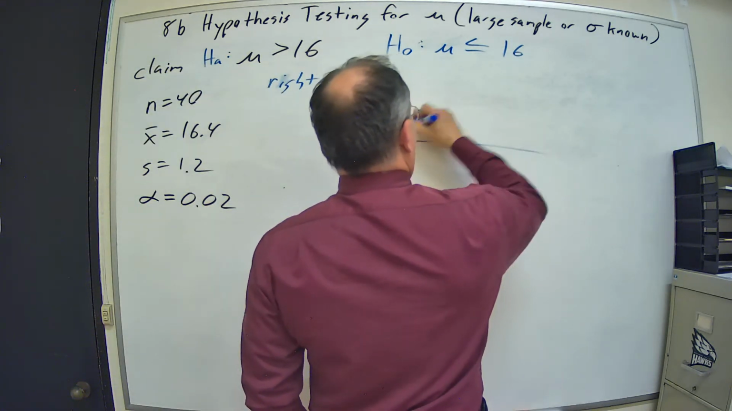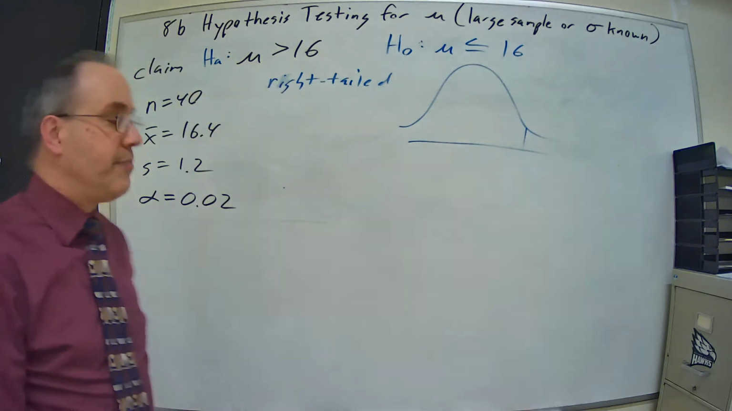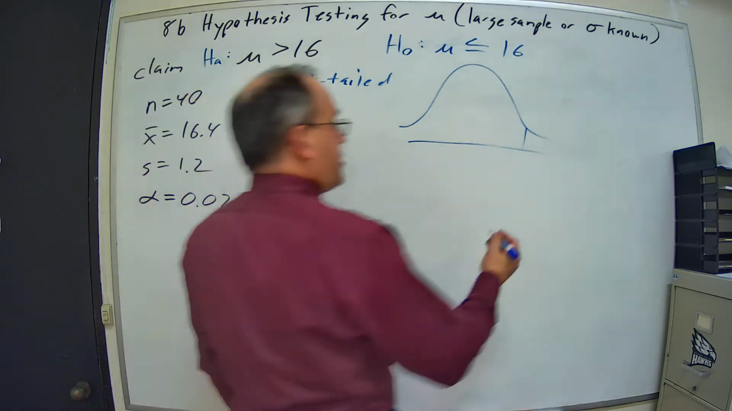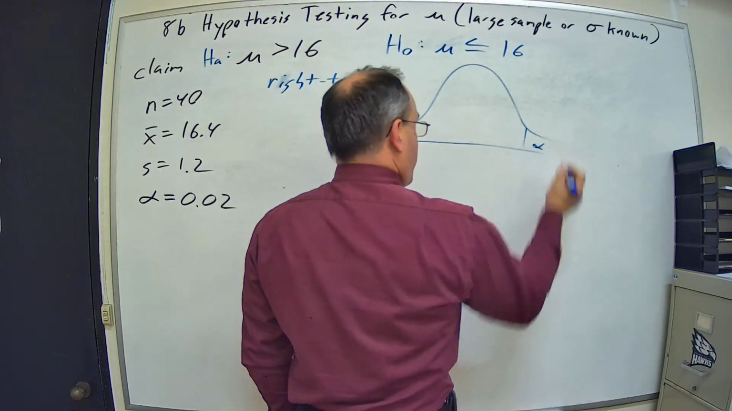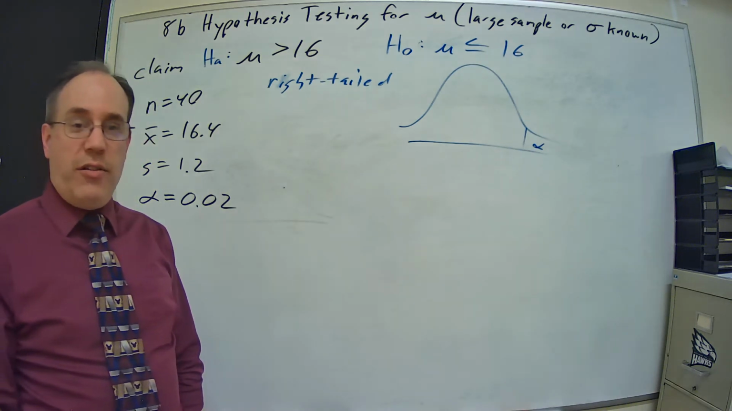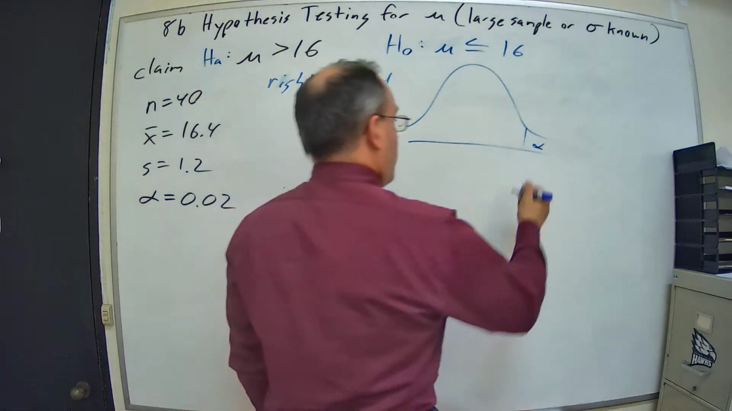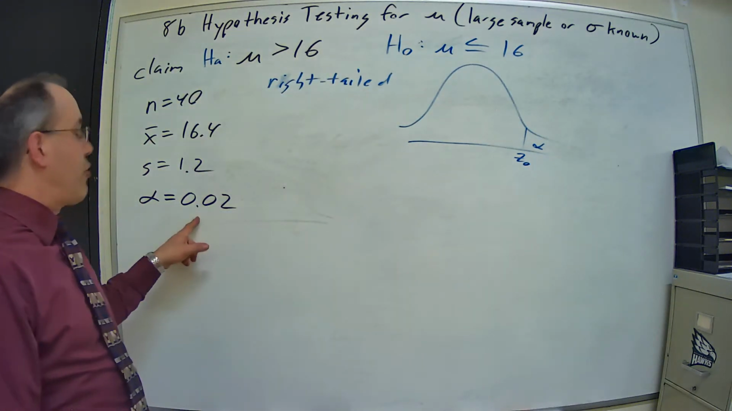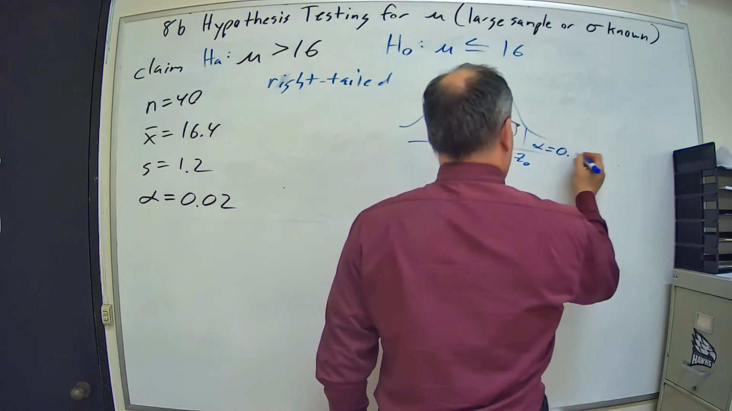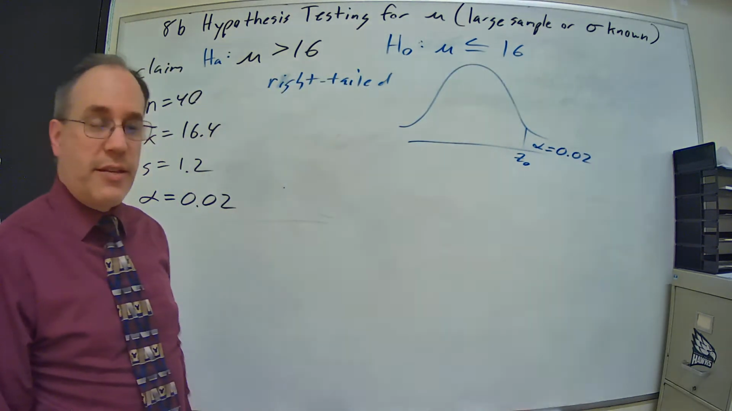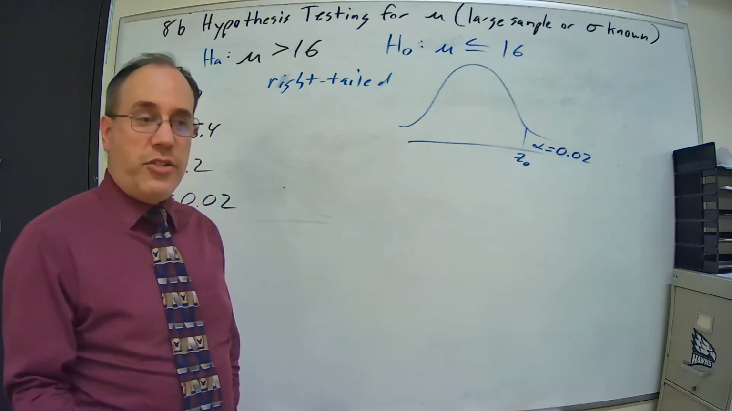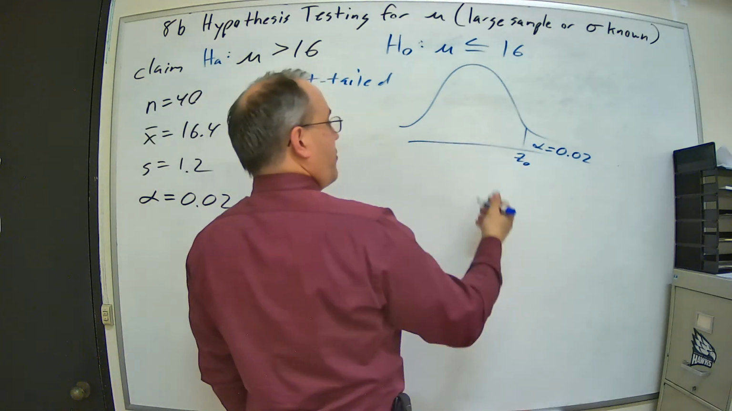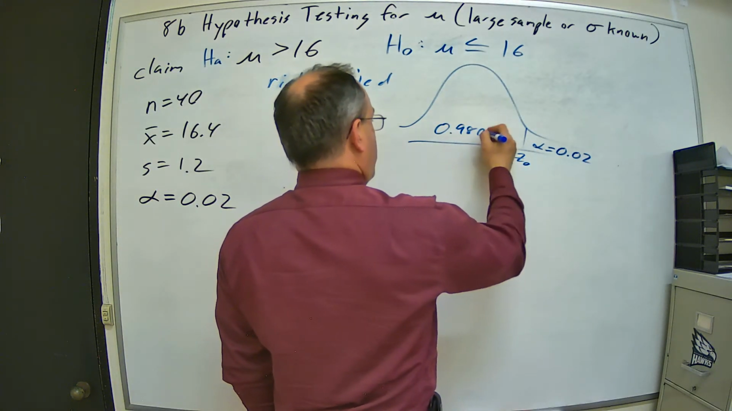Which means we've got something that looks like this. Since we're dealing with rejection regions, alpha is going to be the area in that tail. And that's going to give us z sub 0, and alpha is 0.02. So that's the area in that right-hand tail. Remember that with a z distribution, the table always gives us the area to the left. So that means the area to the left of that is 0.9800.